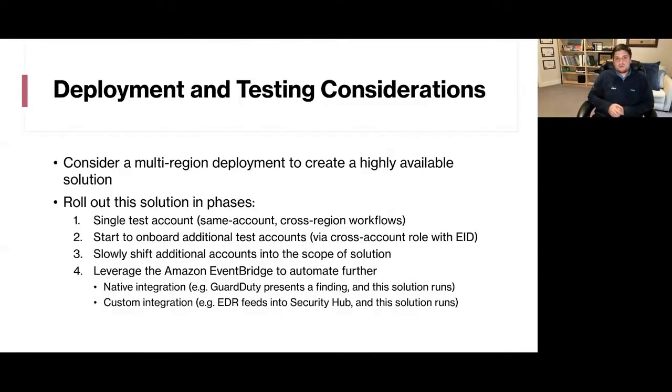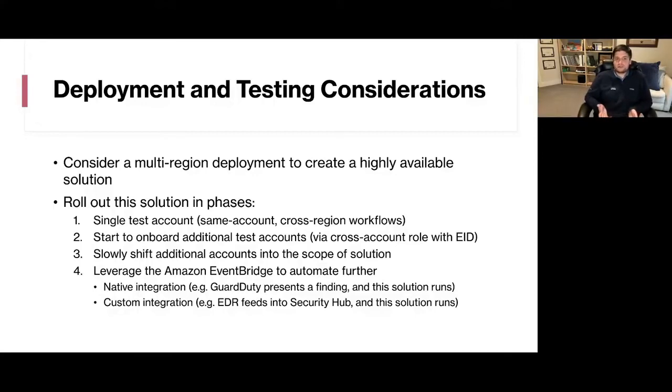So the first one is around deployment and testing considerations. First, always try to make your solution as highly available as you can. Maybe your MVP doesn't have to be as highly available as a production solution. But with that, I will say when you first start testing, maybe deploy in a single region. And then when you start to shift the solution and depend more on it, maybe shift towards a multi-region deployment, right? And that has to do with, let's say AWS had an outage in US East 1 for Systems Manager, for SSM. If I'd only deployed the solution in US East 1, well, I can't use Systems Manager anymore. I can't use the solution.